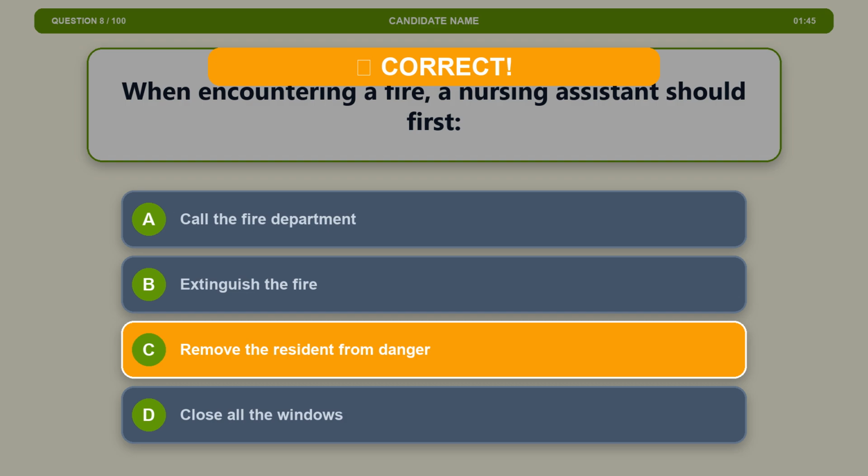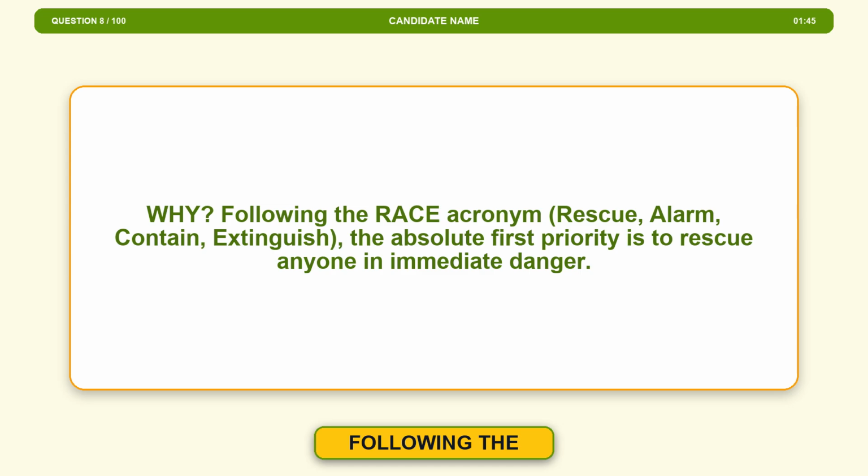The correct answer is option C. Remove the resident from danger. Following the RACE acronym, rescue, alarm, contain, extinguish, the absolute first priority is to rescue anyone in immediate danger.